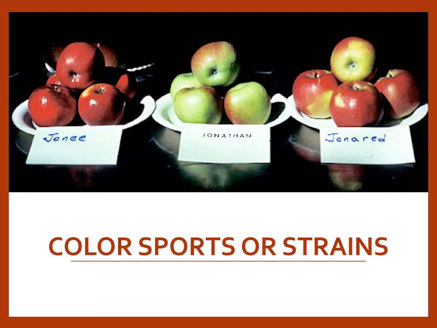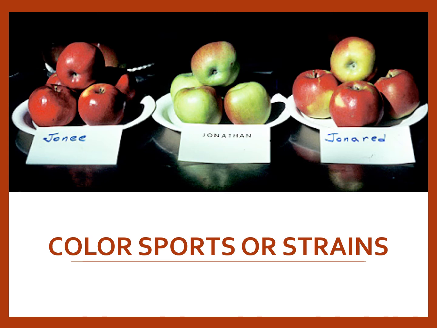Most of our apples will throw color sports or strains. Basically one shoot mutates, and they'll take that and graft it onto a rootstock, and you've got a whole new apple variety. You can see this has happened here with Jonathan in the middle. That's the original. And then on the left there's Joni, or Johnny, I guess is the way that's pronounced, which is more of a red. And then we've got a deeper red, and we've got Jonna Red.